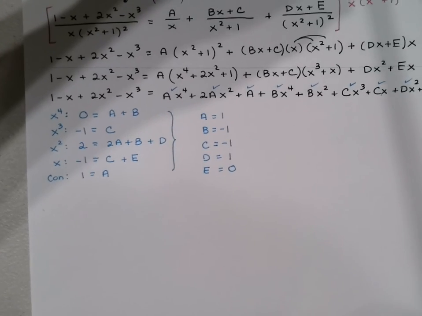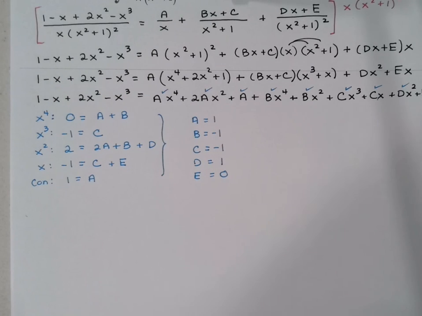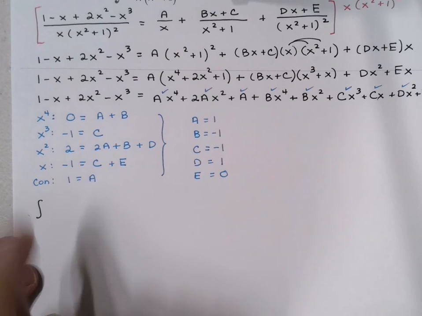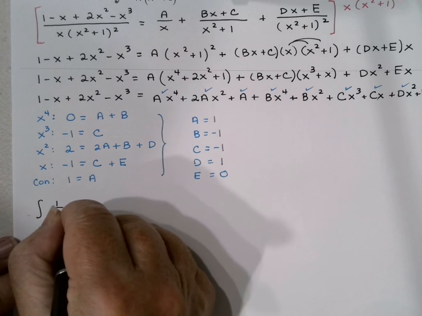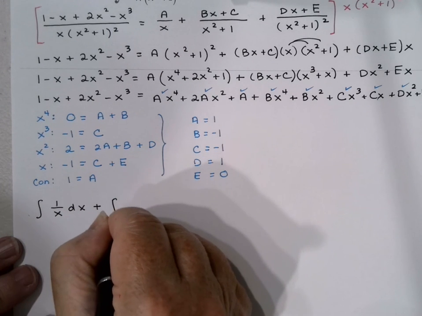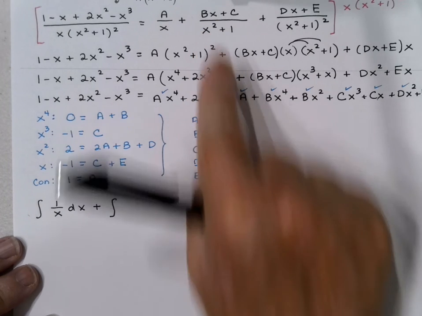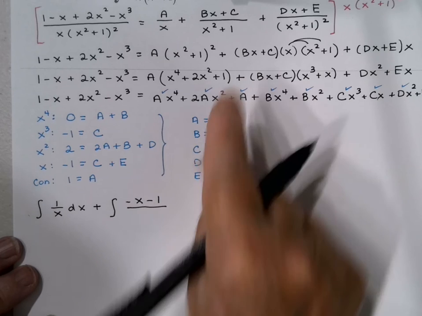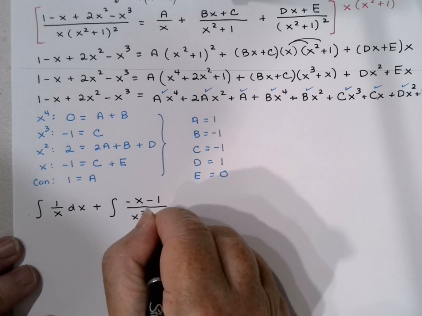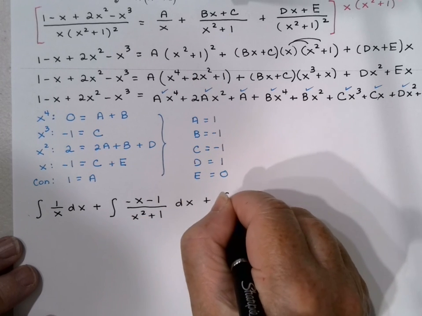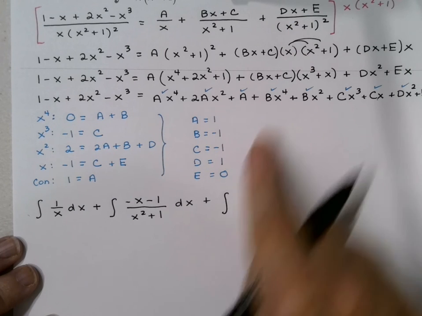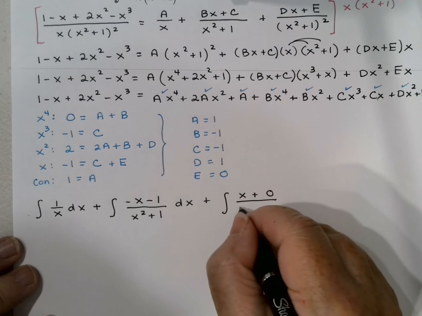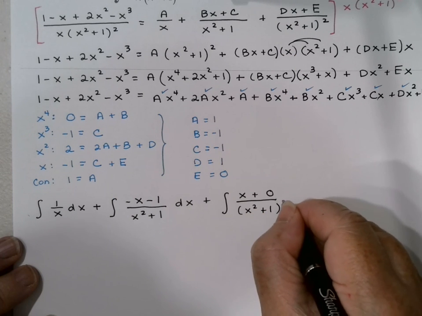All right, let's put it all in. I have the integral of A over x, just 1 over x, plus Bx plus C, -1x minus 1, and that's over x squared plus 1, plus Dx plus E, it's just 1x plus 0, over x squared plus 1 squared.